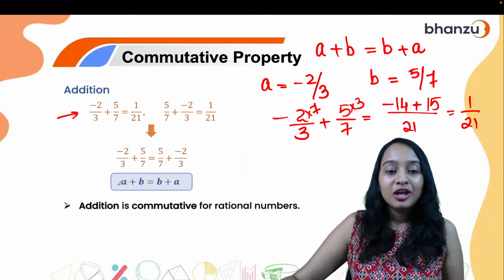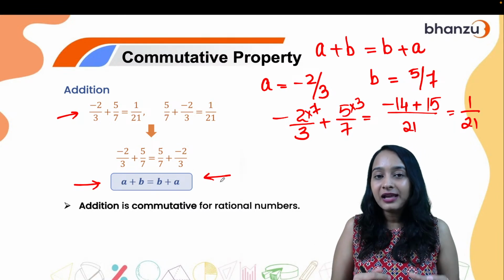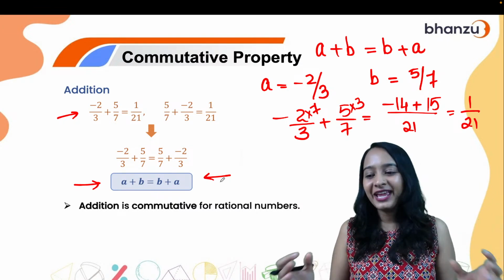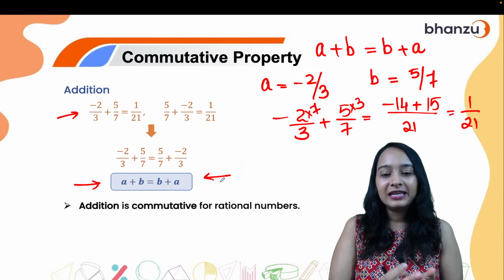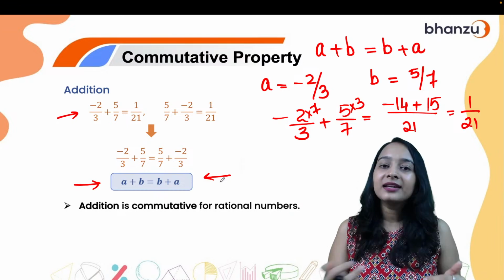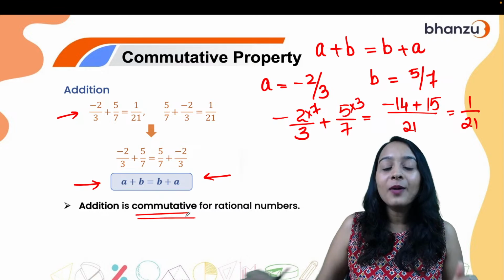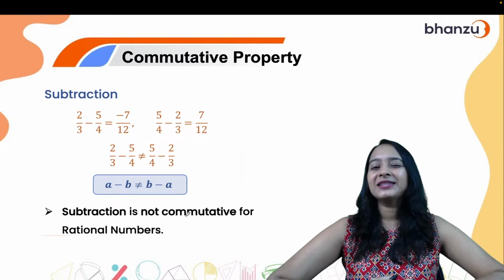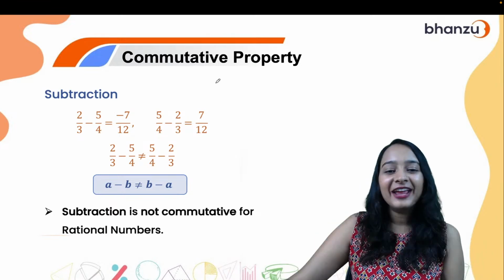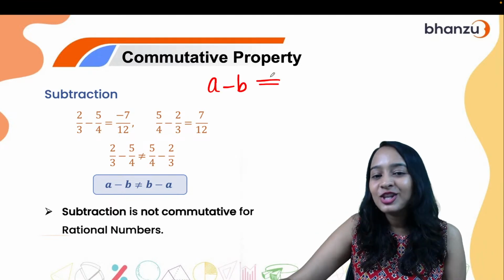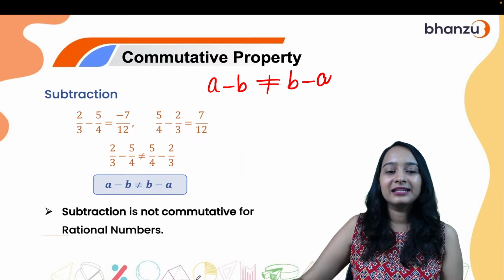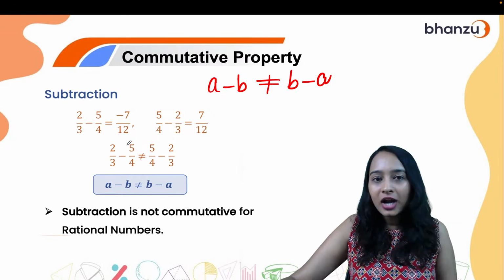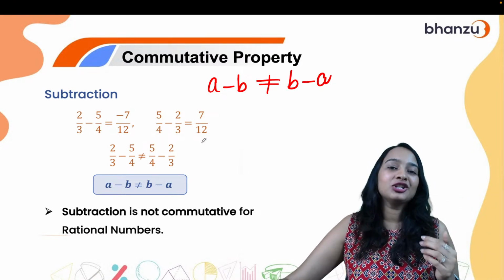So the order in which you add your rational numbers does not matter because the answer is going to be the same. Your a plus b is equal to b plus a. So addition is commutative for rational numbers. What about subtraction? It's not working. Your a minus b is not the same as b minus a. 2 by 3 minus 5 by 4 is not equal to 5 by 4 minus 2 by 3.